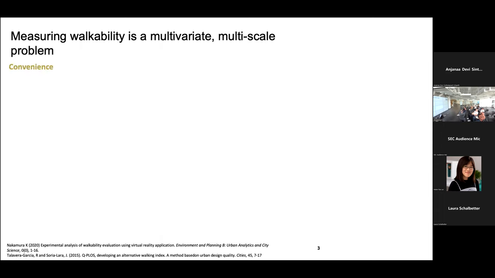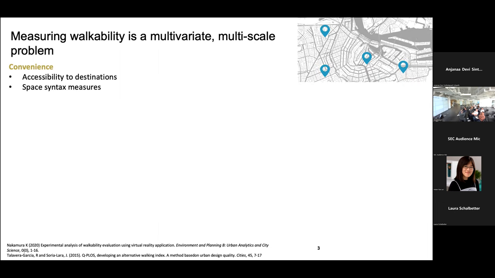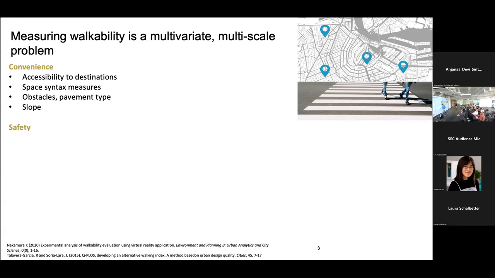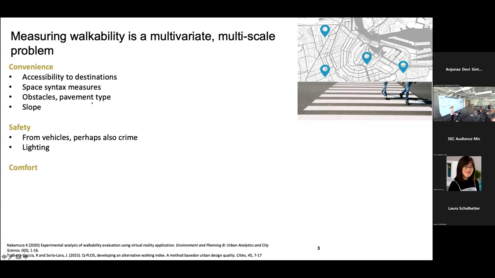One of the things is that a walkable environment needs to be convenient. You need to have good access to the destinations where you want to walk. This can be analyzed by things like space syntax. You need to have a route that's free of obstacles, that has a good pavement type. You can't have too much of a slope. There are safety considerations, like safety from vehicles and crime. You need to have good enough street lighting.